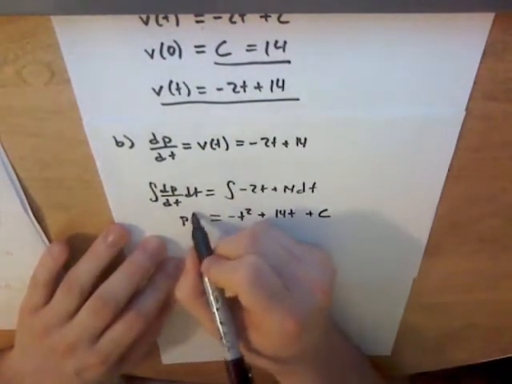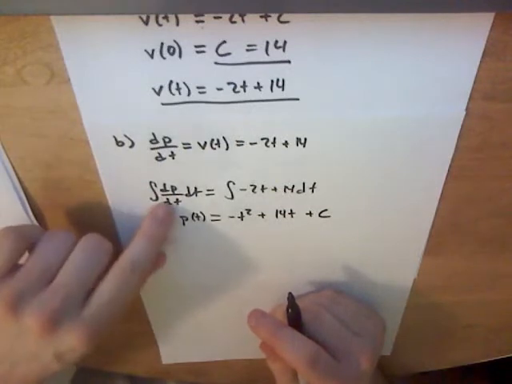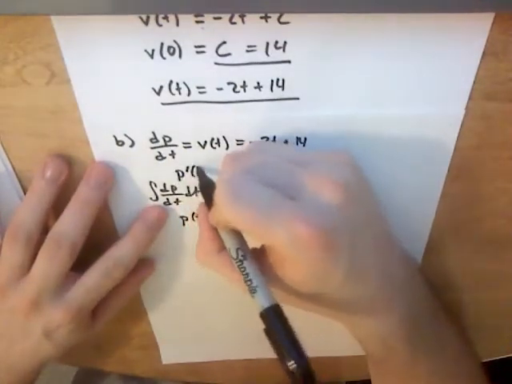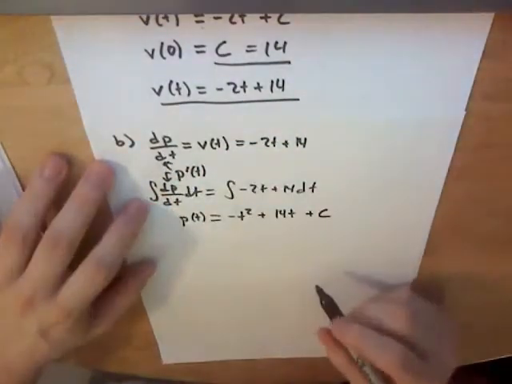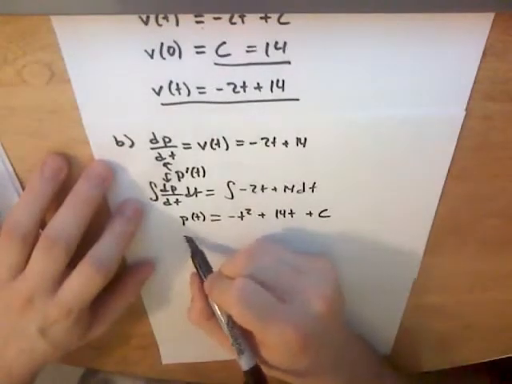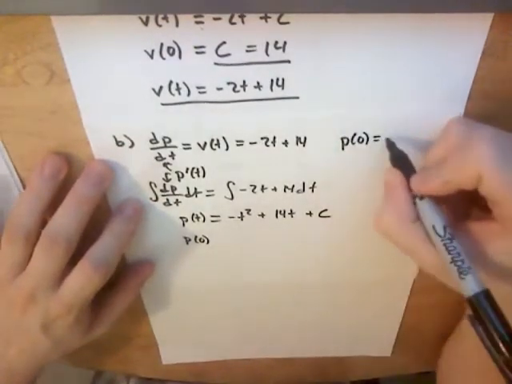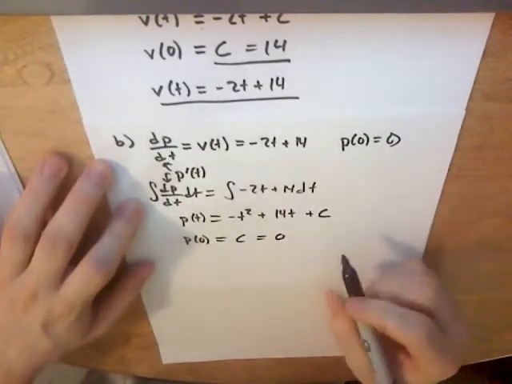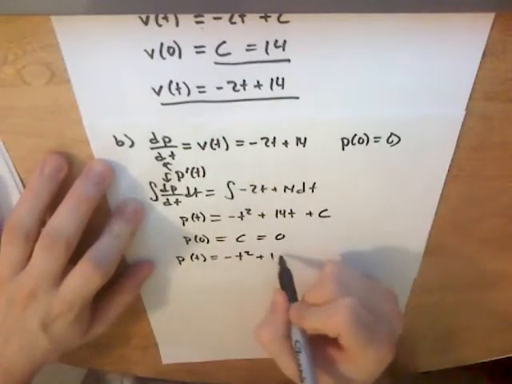And what is this? This is P(t). This is just a fancy way of writing P prime of t right here. And so we need to solve for C, so we plug in 0, and for this part we're given that P(0) is equal to 0, and we get C is equal to 0. And so our expression P(t) is equal to negative t squared plus 14t.